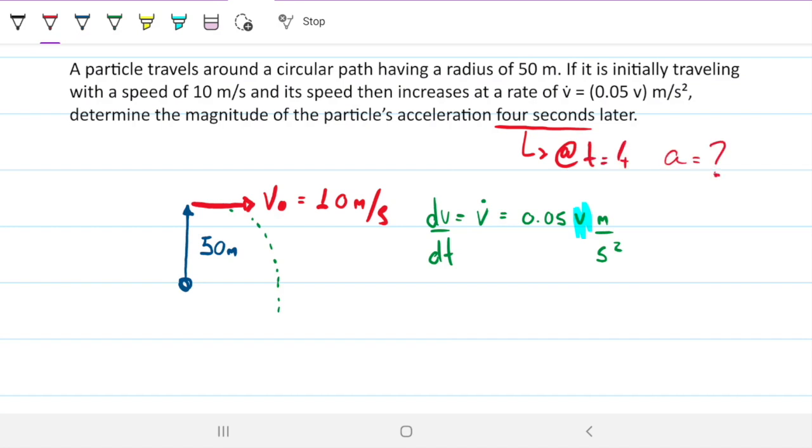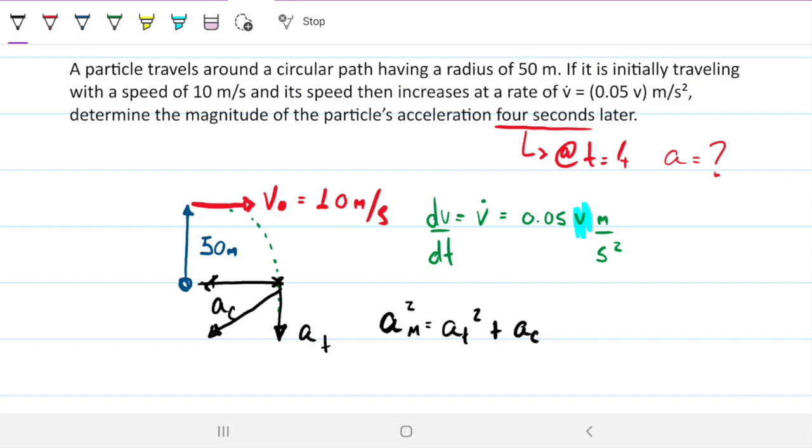The other thing we need to remember before we start is that because this particle is traveling on a circular path, at any given point, if we take the particle over here, for instance, it will have two components of its acceleration: the tangent component and the centripetal component, like so, AC and AT. If we want to know the total one, we need to take the combination of these two vectors here. So my acceleration magnitude, AM for magnitude, squared has to be equal to my tangent squared plus the centripetal squared.